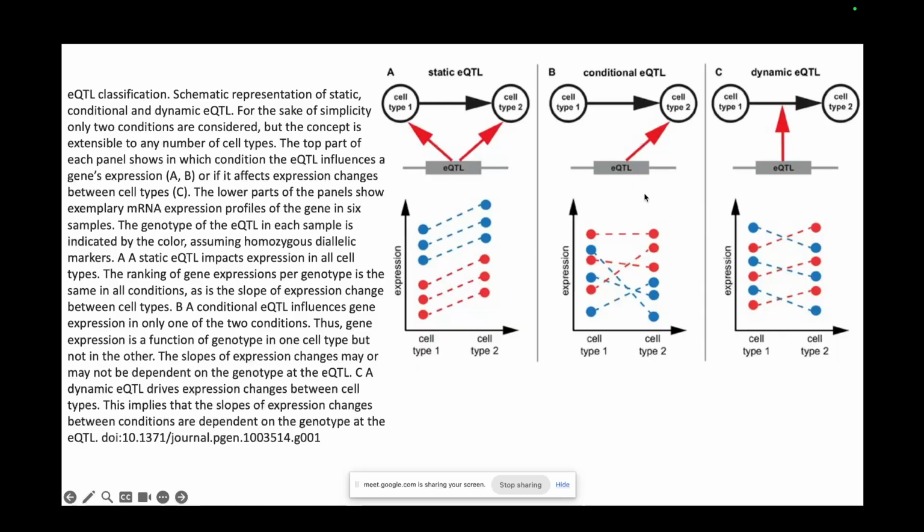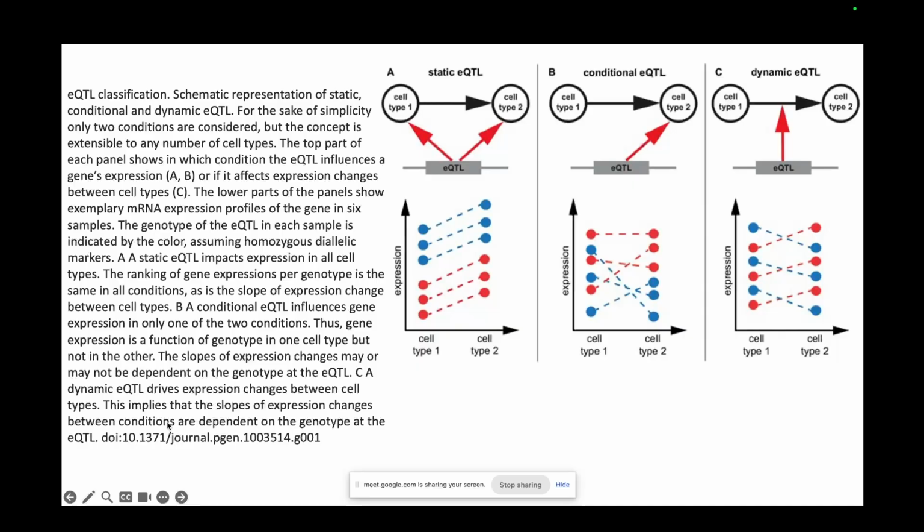So basically, where does the eQTL need to be present to affect this particular process? Does it need to be present in both cell types? Does it need to be present in one cell type, or in some other cell not involved in this process, but which is actually contributing to it? That can also be possible. Thus gene expression is a function of genotype in one cell but not in the other. The slope of expression changes may or may not be dependent on the genotype at the eQTL.